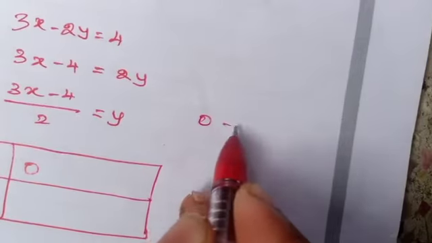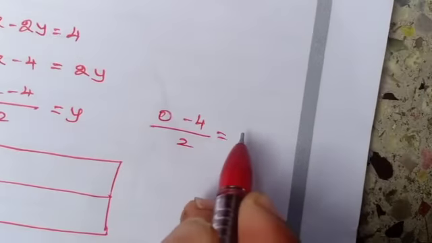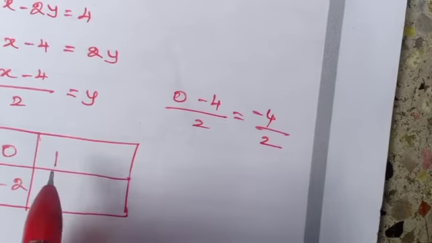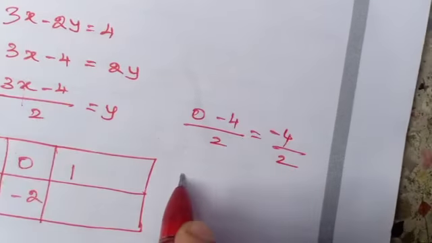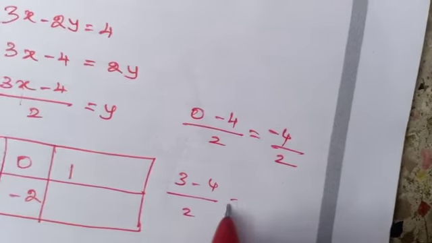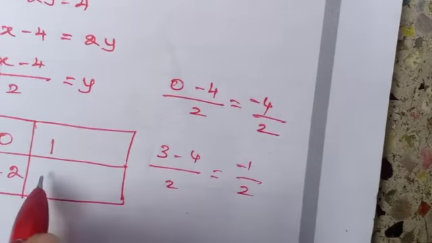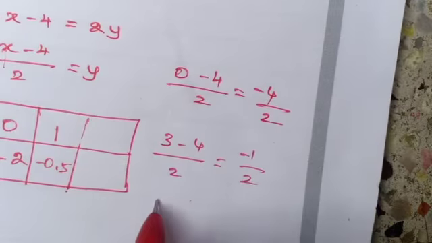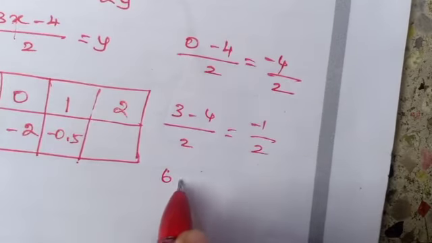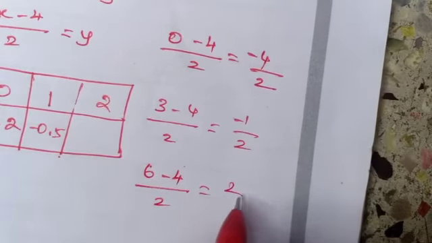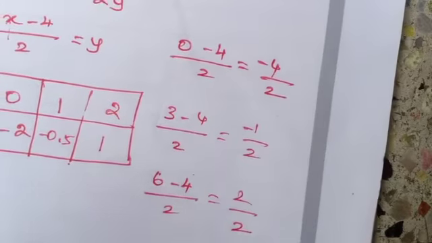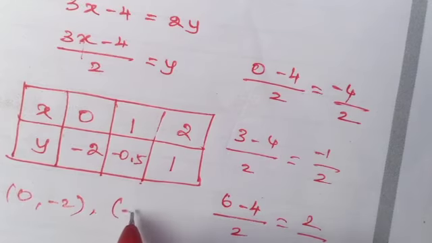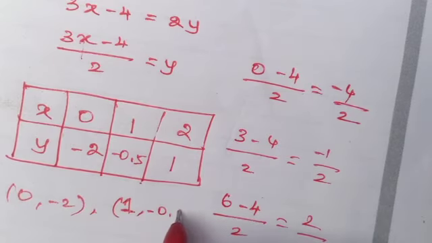When x takes the value 0, y is equal to (0 minus 4) by 2, which is minus 4 by 2, which is equal to minus 2. When x is 1, (3 minus 4) by 2 is minus 1 by 2, which is minus 0.5. When x is equal to 2, 3 twos are 6, 6 minus 4 by 2 equals 2 by 2 equals 1. The 3 points are (0, minus 2), (1, minus 0.5) and (2, 1).